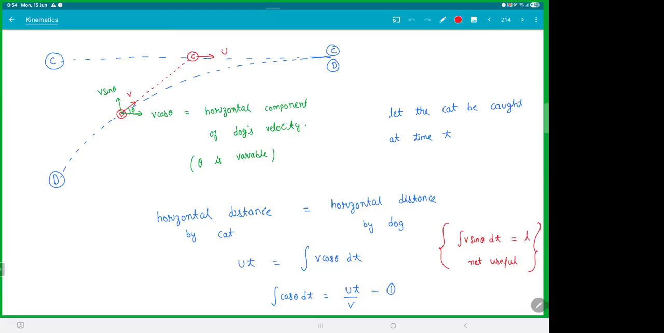See, when I started the question, what did I do? I drew a picture, right? Let the cat be here. Let the cat and dog meet here. Sometime in the middle, it looks like this. Draw a picture. Don't be lazy. When you don't draw a picture, it means you didn't understand how to approach it. Drawing a picture is an important skill.